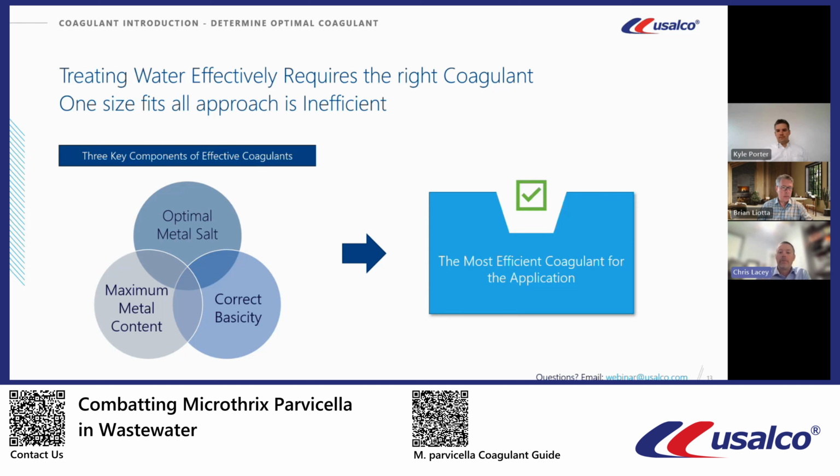And if you're wondering how price factors in, that's why maximizing the metal content is a key component. Freight and packaging are typically a major cost component, and this serves to minimize that portion of the cost.